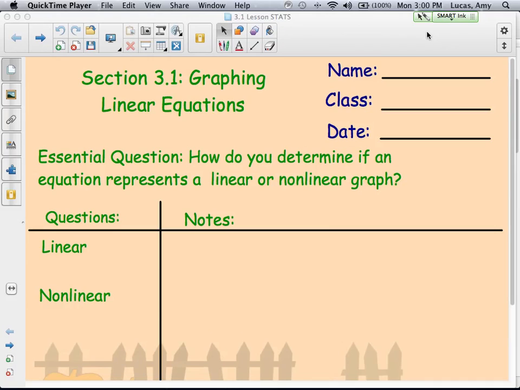Section 3.1, Graphing Linear Equations. Our essential question today is how do you determine if an equation represents a linear or nonlinear graph?